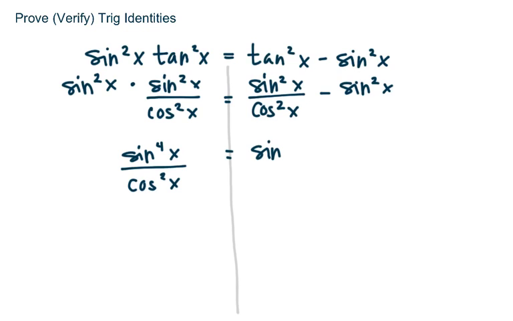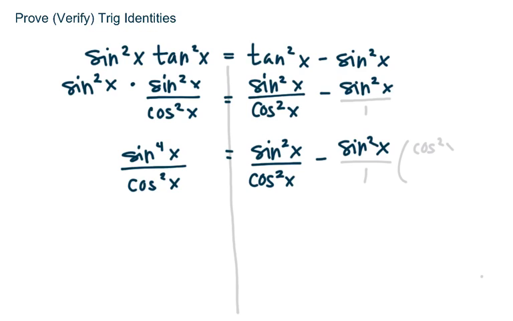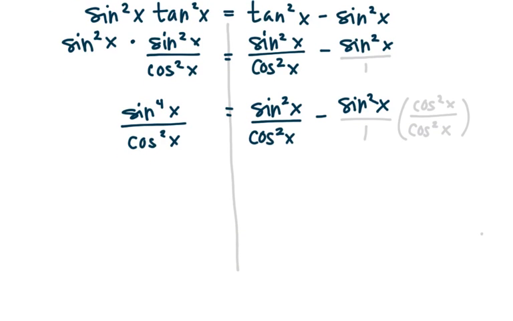So I'm going to try and get a common denominator. I've got sine squared x over cosine squared x. And right now that sine squared x is over a little invisible 1. So I'm going to take that sine squared x over the invisible 1, and I'm going to multiply by 1, and I'm going to choose that 1 by looking at the other denominator, which is cosine squared x. So I'm going to multiply by cosine squared x over cosine squared x. It's perfectly legal to multiply by 1 because we're not changing the value of the side, we're just scaling it up.